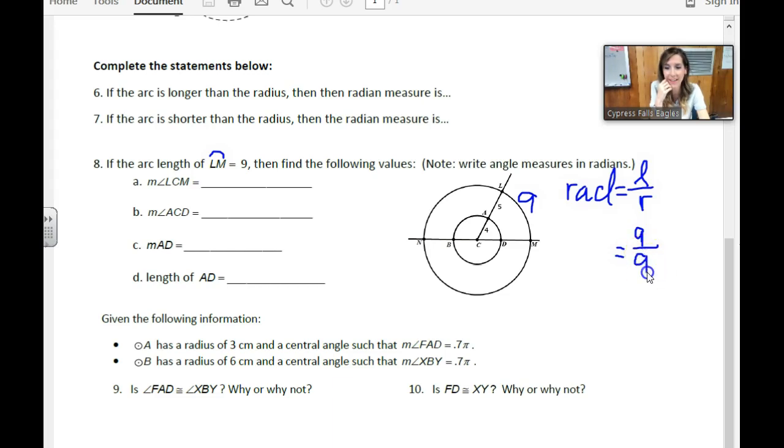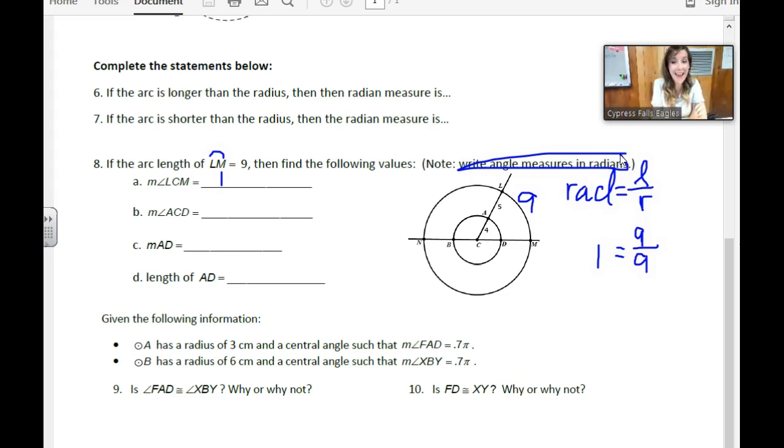5 plus 4 is 9. So since the arc length equals the radius, we have a radian measure of 1. 1 radian. The answer is 1 radian. I'm not going to put my units because they already said it has to be in radians. No need to put units if the problem has already specified the answers are going to be in radians.